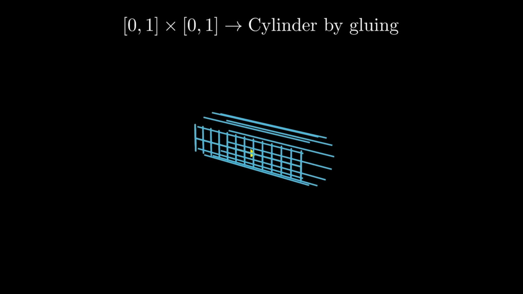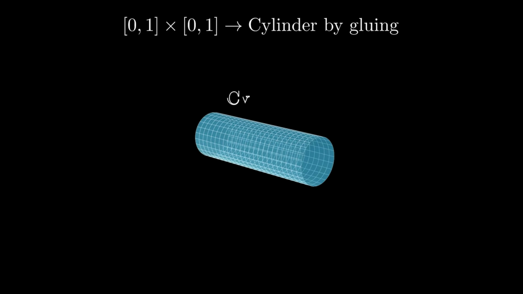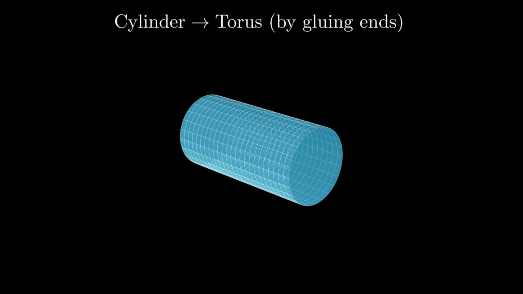Now, as you can see, this becomes a cylinder. Let's do the same thing for the other ends and glue them. Now, this becomes a torus.